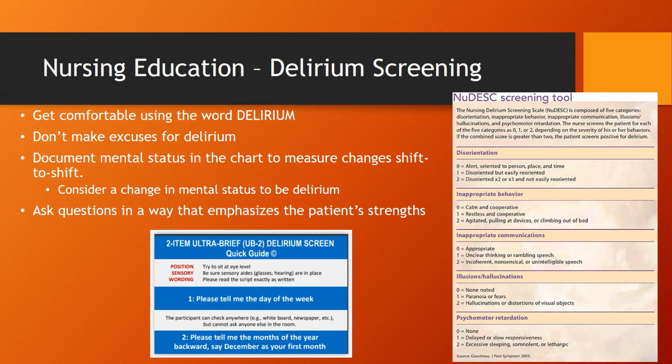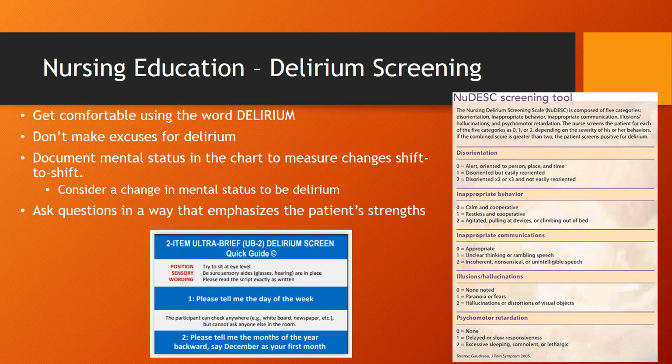For some reason, staff did not want to use the word delirium. They want to call it something else, like altered mental status or forgetfulness, or the patient's just having a slow morning. So it's our job to get staff comfortable utilizing the word delirium. Let's not make excuses for delirium and just call it what it is and get staff comfortable with using that as well.